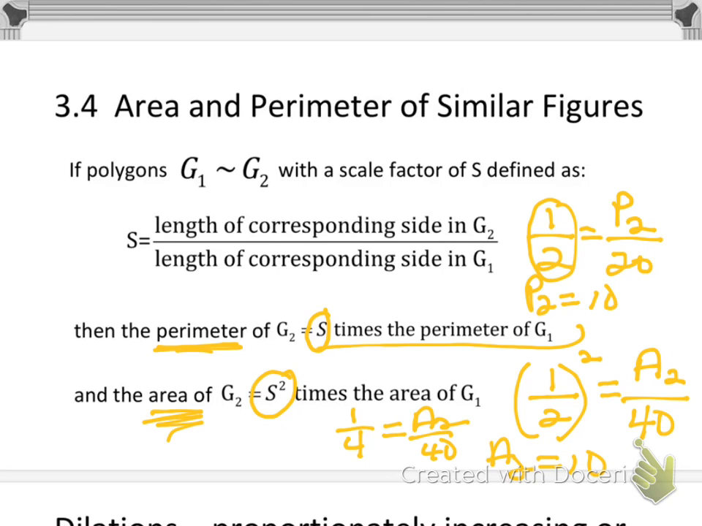So that's the big takeaway from 3-4. Nothing major, but an important concept because it makes your math easier if you know those relationships. You can get an answer very quickly without having to solve for all the missing sides and then determine either the perimeter or the area. We're going to talk about dilations in the next slide.